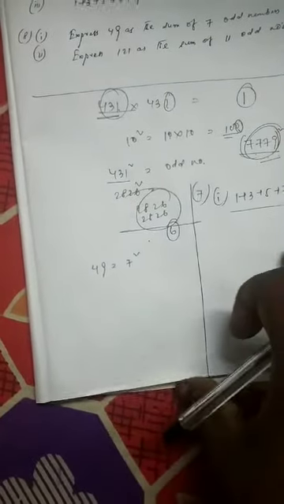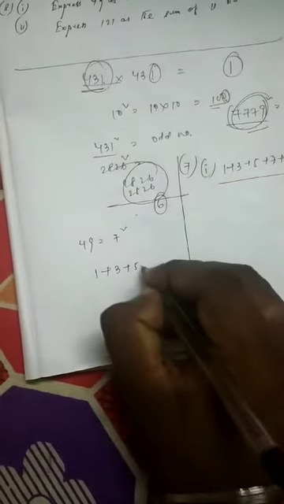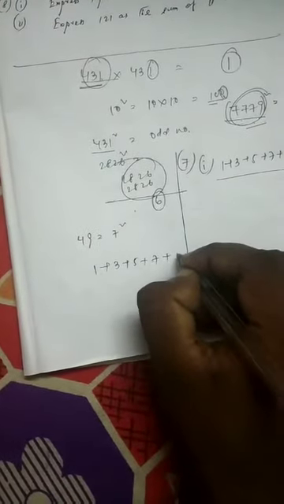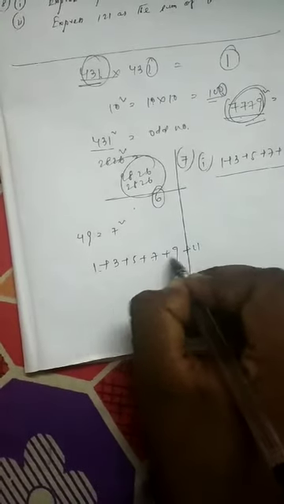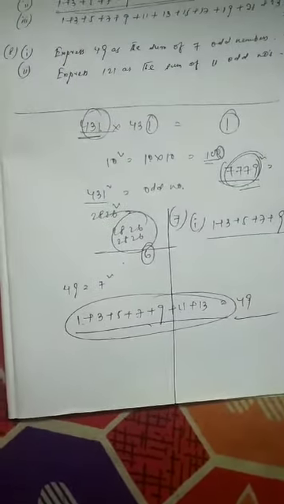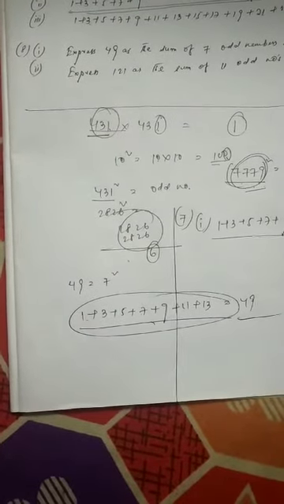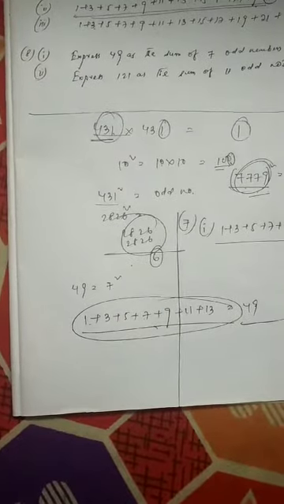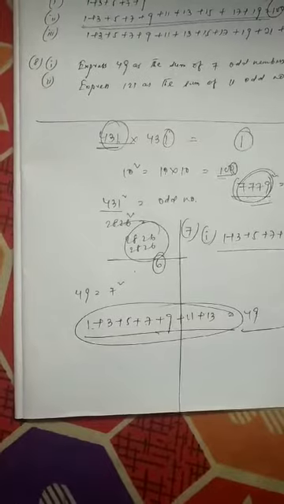What are those 7 odd numbers? 1, 3, 5, 7, 9, 11, and after 11, 13. That is 1, 2, 3, 4, 5, 6, 7 numbers. You check it out, definitely it will be equal to 49. 1 plus 3 plus 5 plus 7 plus 9 plus 11 plus 13. I've taken 7 odd numbers and the sum is 49. So in this way we get our answer.